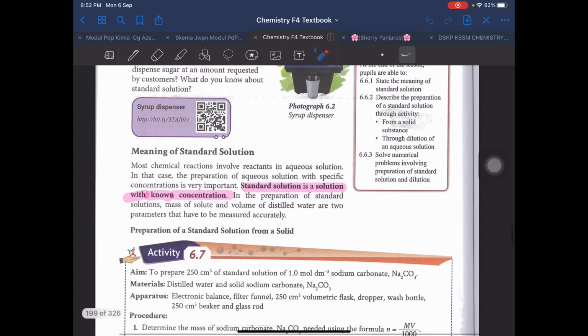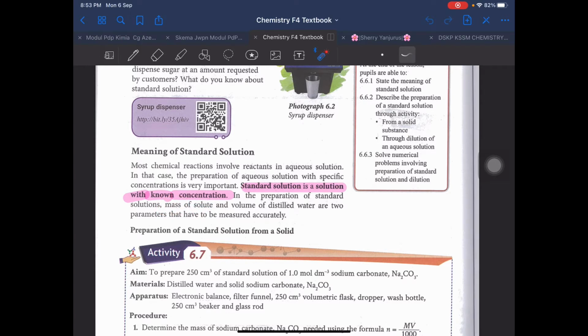Okay. So, apa maksud dia? Standard solution itu apa? It's a solution with known concentration. Dengan kepekatan yang diketahui. Itulah maksud standard solution. In the preparation of standard solution, mass of solute and volume of distilled water are two parameters that have to be measured accurately. Apa parameter yang mesti diukur dengan baik, dengan tepat adalah distilled water, air suling, punya isi padu dan juga jisim pelarut. Jisim pelarut.